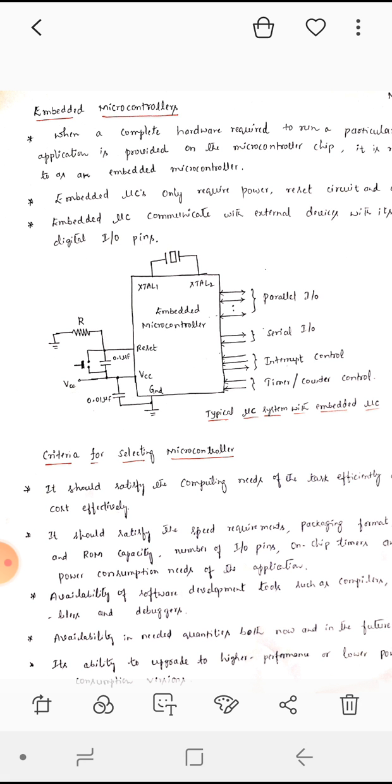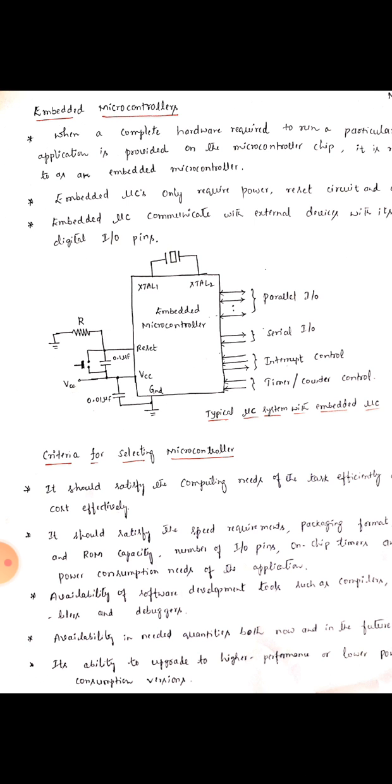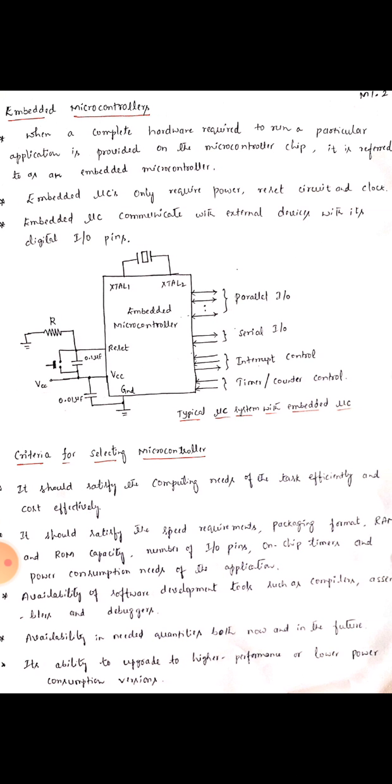So when we go for that criteria, the first criterion says that it should satisfy the computing needs of the task efficiently and cost effectively, right? The computation you are going to give should be done efficiently, and of course the cost should be very less. Next we say about the speed requirements. How speedily or how fast we are getting the response for the input we have given, what is the memory we are using, what are the number of pins we are using, everything, and the consumption of power should be very less, right? So this is the second criterion.